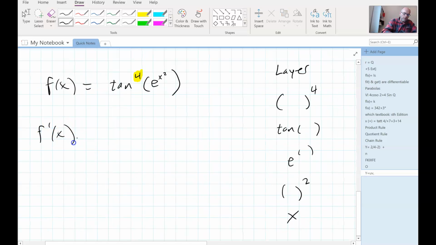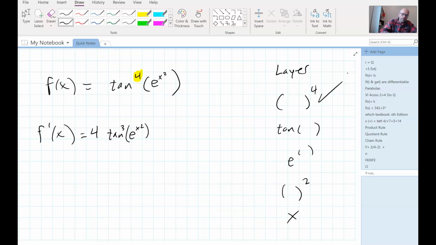F prime of x. I need to know what the derivative of something to the 4th is. That would be 4 times something to the 3rd. And what is the something? Tangent of e to the x squared. Now if you wanted to, you could just put that 3 back right there, like we had it. But now we've taken care of the outside layer. Next layer, tangent of something. How do I find the derivative of tangent? Well, the derivative of tangent is secant squared of something, right? Well, what is the something? Same thing it was in the original equation, e to the x squared.